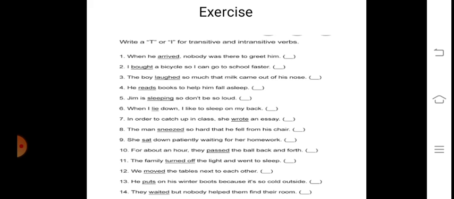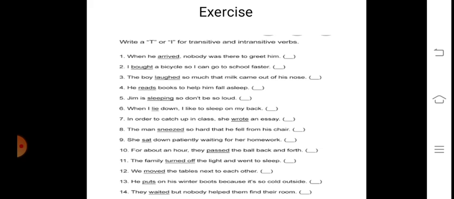See the seventh one. In order to catch up in class, she wrote an essay. She wrote an essay. She wrote what? An essay. So the verb wrote, an action verb, has an object, the direct object essay. So obviously it is transitive. See the eighth one. The man sneezed so hard that he fell from his chair. The man sneezed. No need of an object. There is no object and hence sneezed is an intransitive verb.